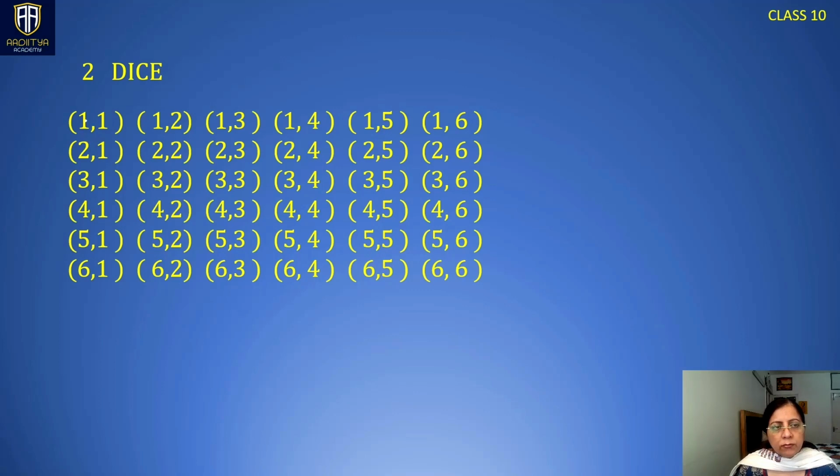Keeping the first dice as 1, we can move on to all the possible values for the second dice. Similarly, for the first and second both we can have 6 multiplied by 6, that is 36 different arrangements or 36 different elementary events for a set of 2 dice.